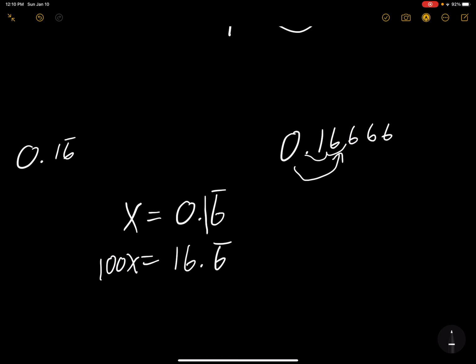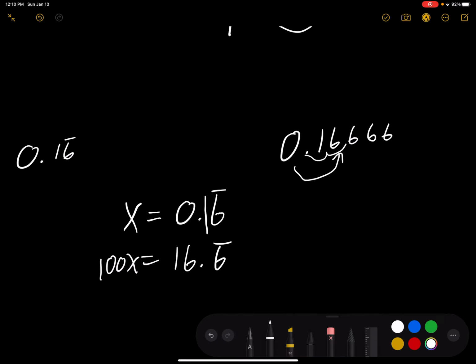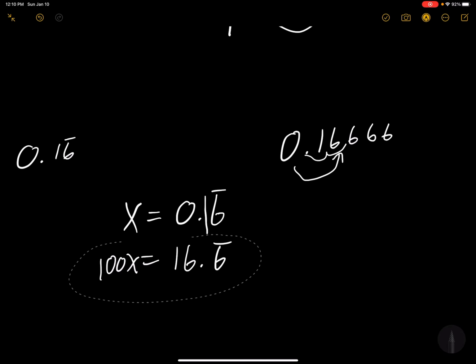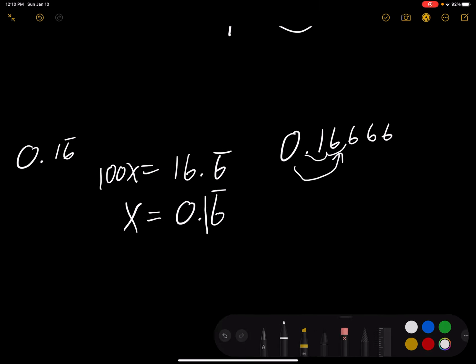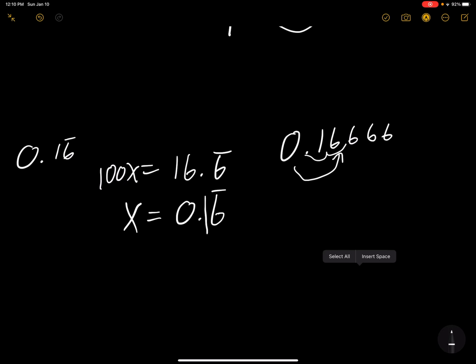And now we have a little bit of confusion, but not much. I should have done this on top again. Let's see if I can move it. There we go. Now I'm going to do my subtracting again, and let's see what happens. 100x minus x is 99x. 16 minus 0 is 16. Good so far.